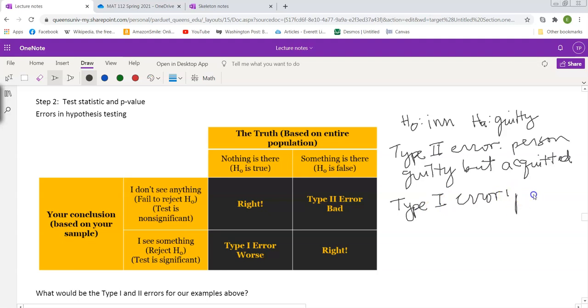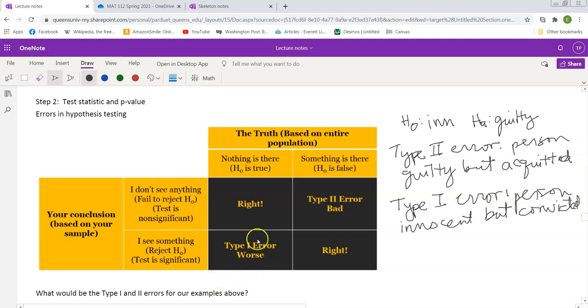that the person is innocent, but convicted. And if you think about our criminal justice system, we have all these laws in place to try to make sure that doesn't happen, because we consider that to be the worst of the two options.